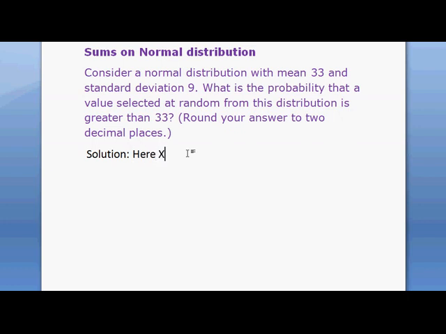Here, x follows a normal distribution with mean equals to 33 and standard deviation is equals to 9. So the required probability is x greater than 33.